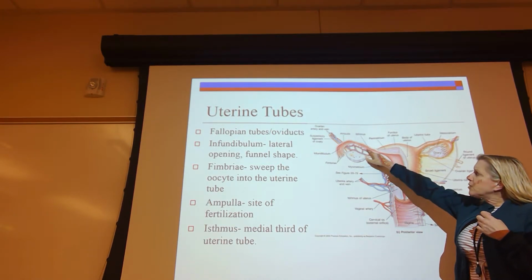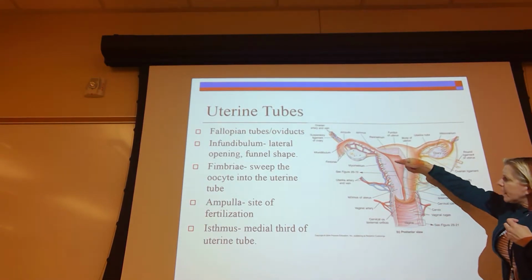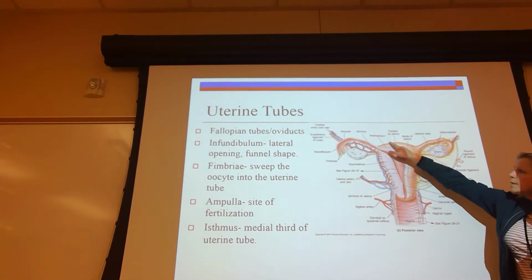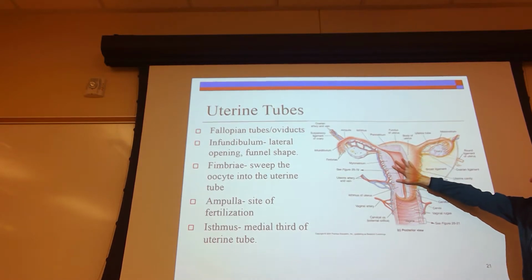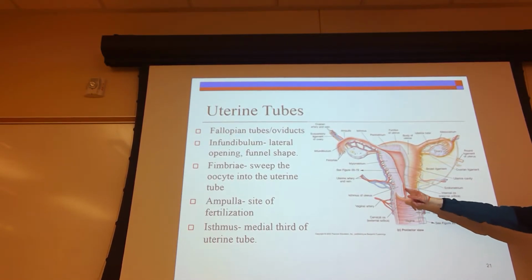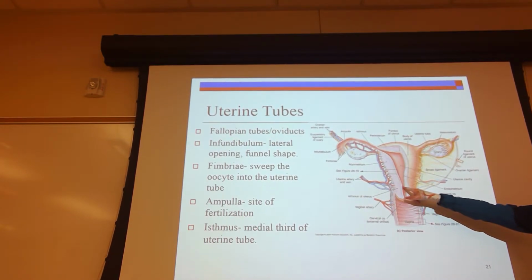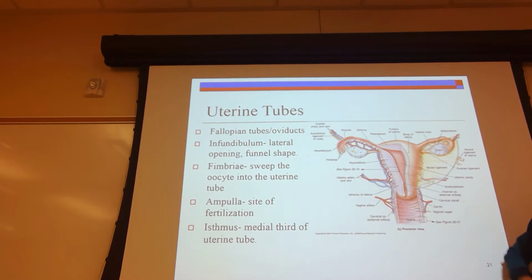Then there's a narrow region called the isthmus. And then finally we get to the uterine cavity. There is a fundus of the uterus, the body. We have the cervical canal. There's an internal opening into the cervical canal called the internal cervical os, and an external cervical os.